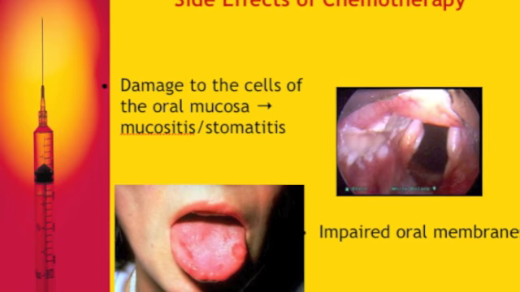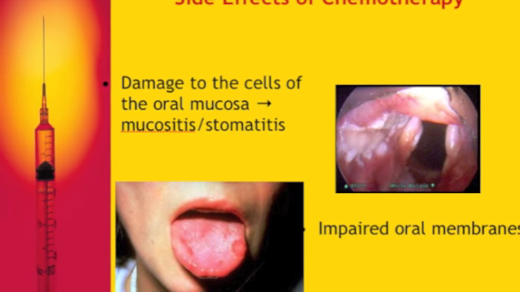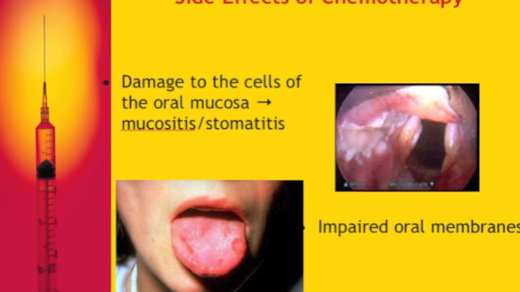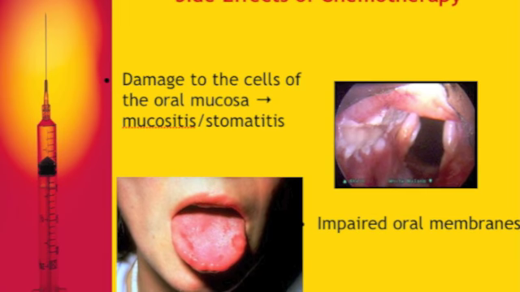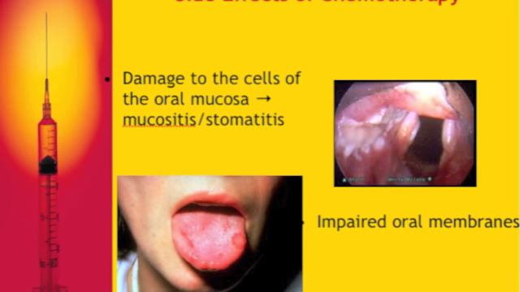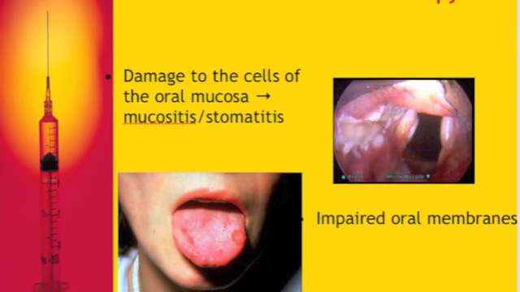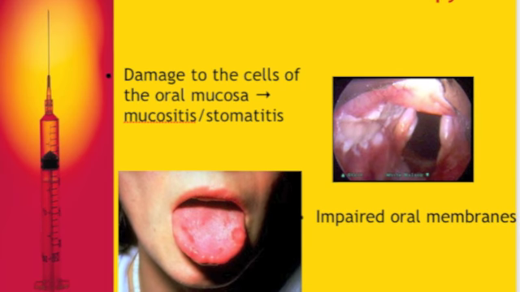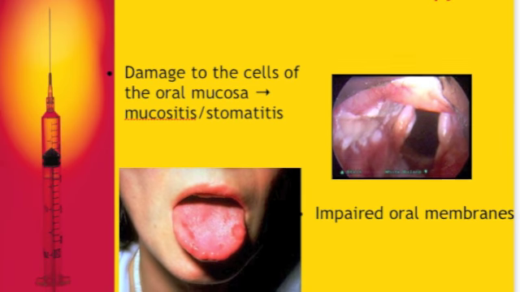When we have damage to the cells of the oral mucosa, it can lead to mucositis or stomatitis, which is what we discussed in Nursing 112. So that can impair our oral membranes. And what do you think we need to treat that with? That's correct, nystatin, swish and swallow or swish and spit, to coat the mucous membranes and help treat the fungal infection that actually occurs.